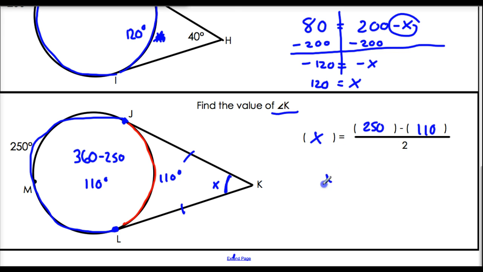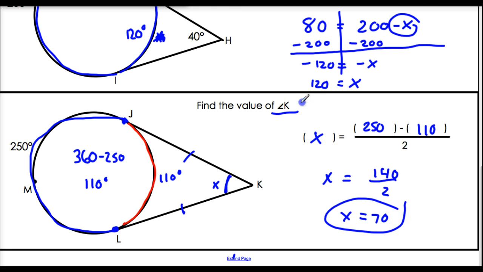We subtract over here, we get x is equal to 140 over 2, and we get x is equal to 70. So angle K is equal to 70 degrees. We'll just fill that in over here. All right, it looks like we're on a roll here.